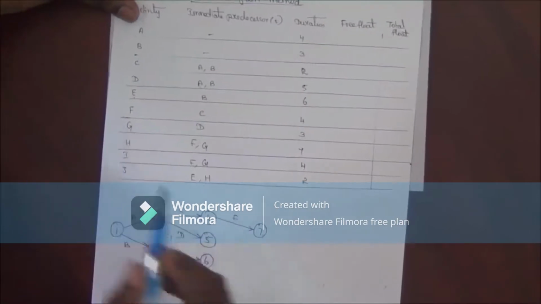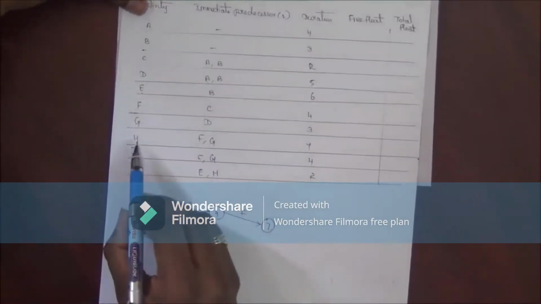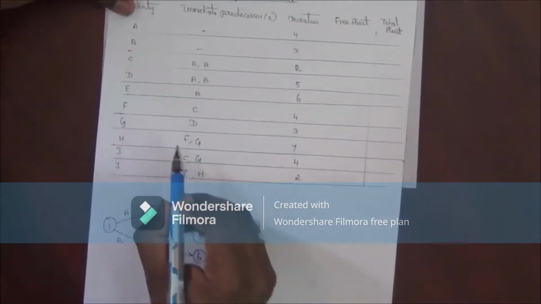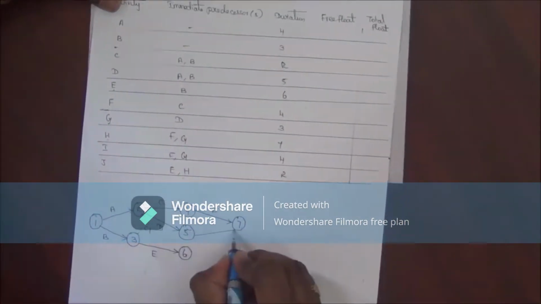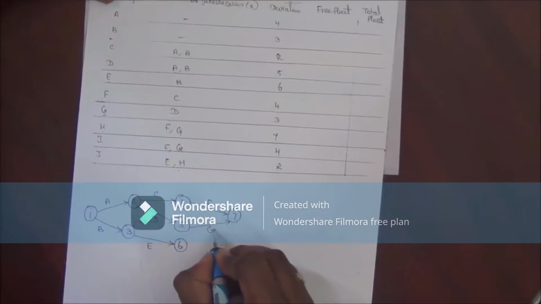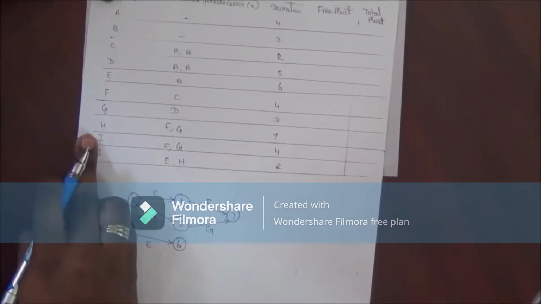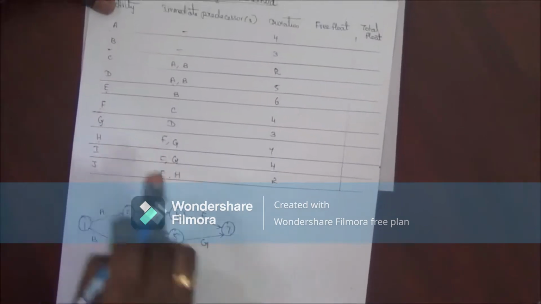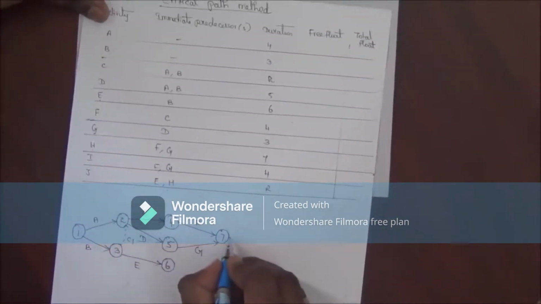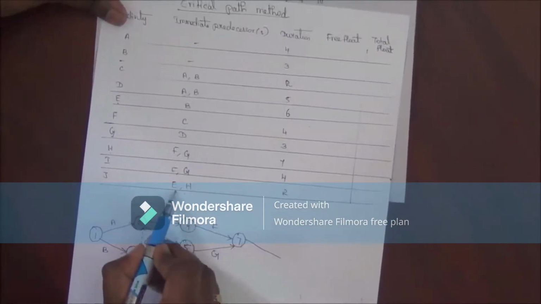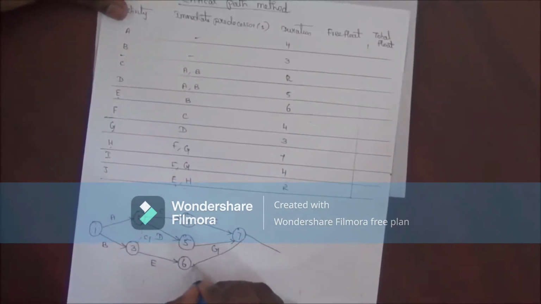G and F come along with H. So we have to construct G in such a way that F and G join. So G. H comes after F and G. We have already considered F and G. So H. But H comes along with E, so we have to consider E. H.